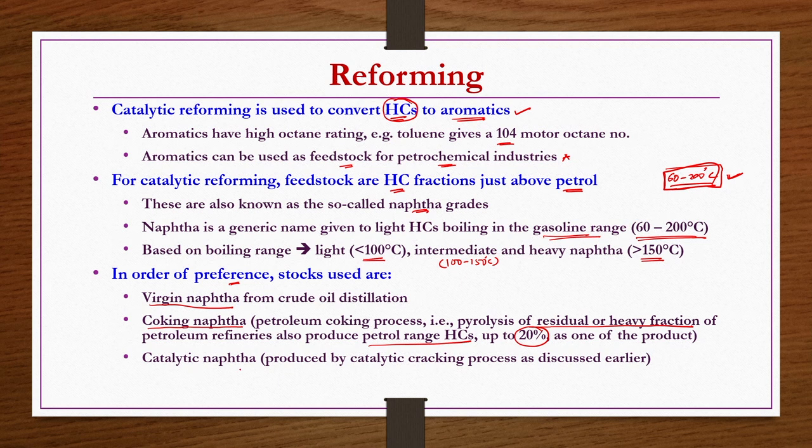And then catalytic naphtha can also be used. When you do the catalytic cracking process, there is a possibility that naphtha would be produced. But this catalytic naphtha in general also contains a sufficient quantity of olefins. Wherever olefins are there, we try to avoid them in the petroleum refinery, because they try to get polymerized and form high molecular weight polymers if the process conditions are not properly managed or controlled.